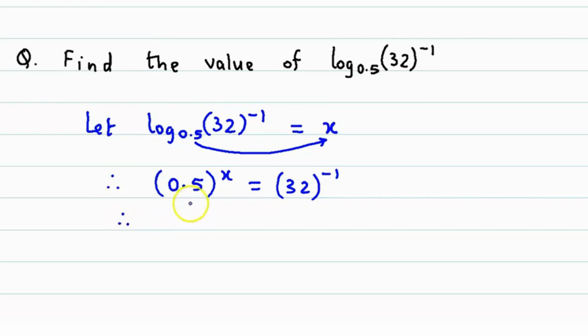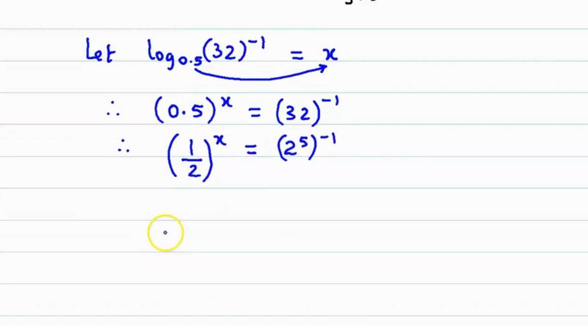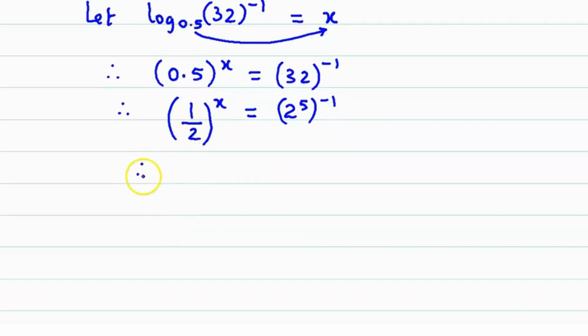अब 0.5 को हम एक्सप्रेस कर सकते हैं एज 1/2, दैट इज हाफ. सो हाफ रेज टू x इज इक्वल टू, एंड 32 को हम लिख सकते हैं एज 2 रेज टू 5 रेज टू -1. अब अगर इसका हम रेसिप्रोकल लें 1/2 का, ये हो जाएगा 2 रेज टू -1 रेज टू x इज इक्वल टू, ये हो जाएगा 2 रेज टू 5 इंटू -1, ये हो जाएगा -5, एंड -1 इंटू x इस तरफ आएगा 2 रेज टू -x.